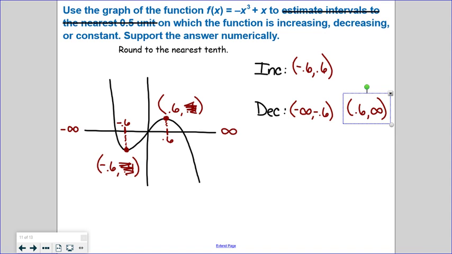Any questions on increasing or decreasing? Mark up your x-axis, read your x-axis, look at each of those intervals, and put them on the right line for increasing or decreasing.